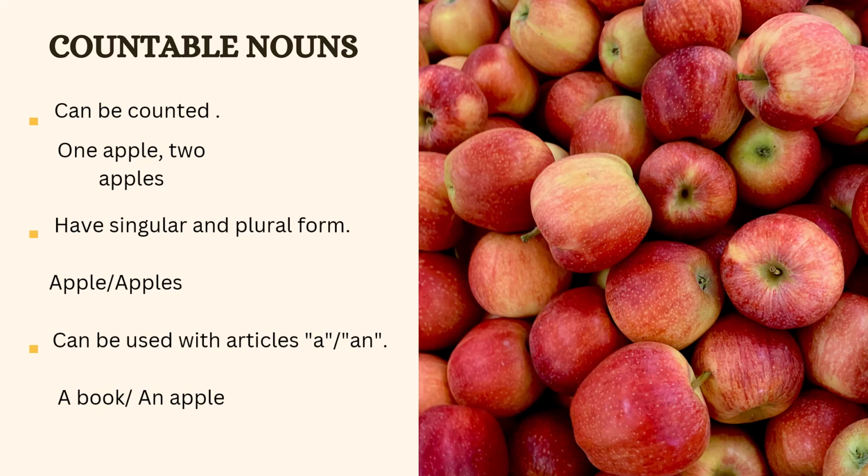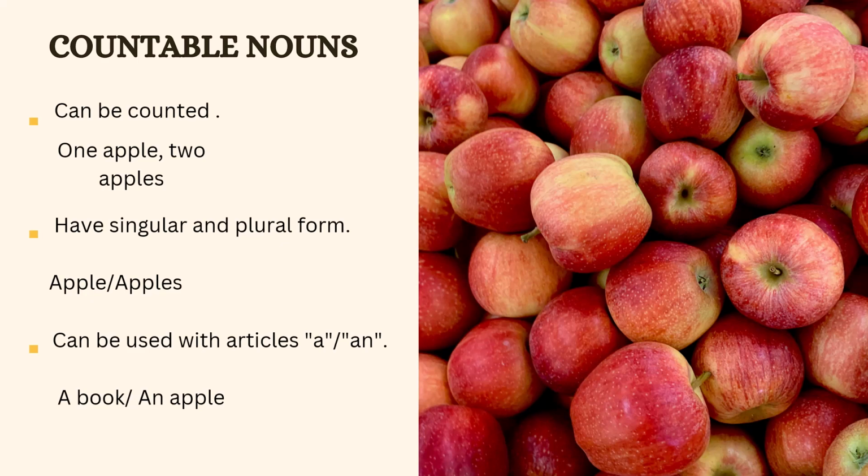I hope you know when to use a and when to use an, but I will just say it again. We use an when the first letter of our noun is a vowel. The vowel letters are A, E, I, O, and U. If we have any of these as the first letter of our noun, we must use an, and if we don't have any of these, we must use a. Okay, so these were the main features of countable nouns.